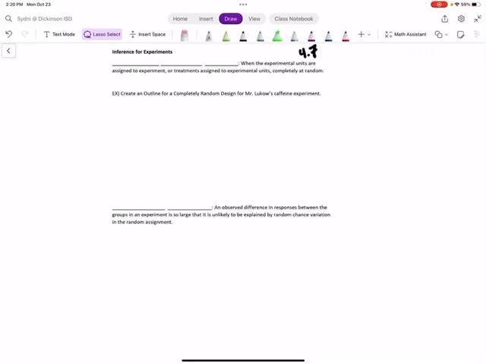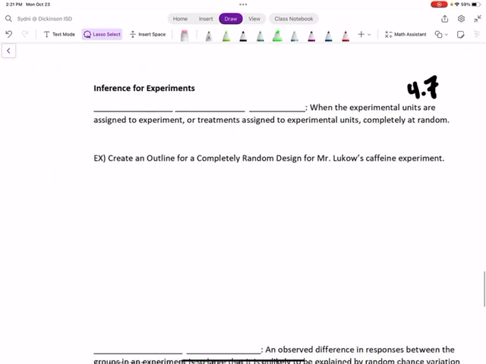Today we're talking about 4.7, inferences for experiments. The first thing that we're going to be discussing, or really one of the only things that we're going to be discussing, is called a completely random design. So don't have the pen out.